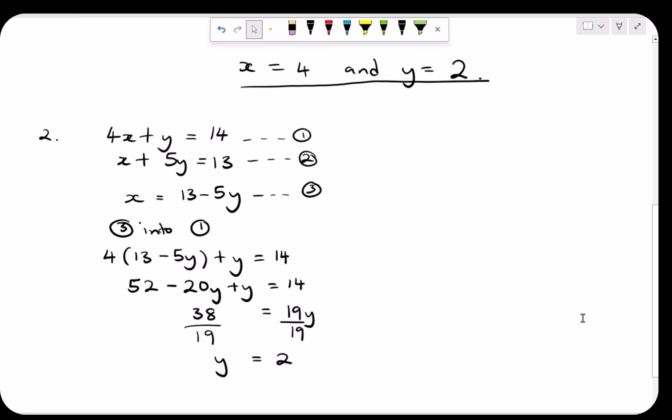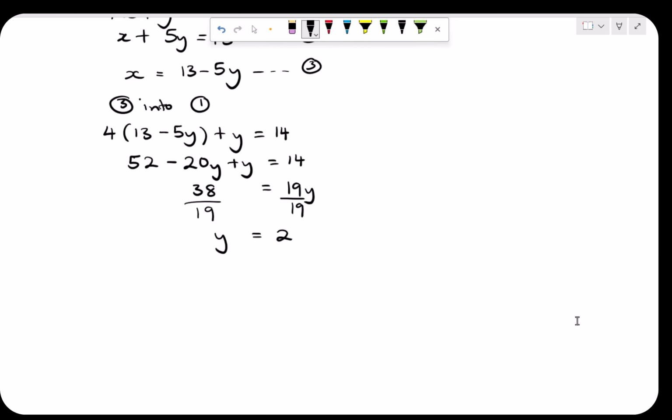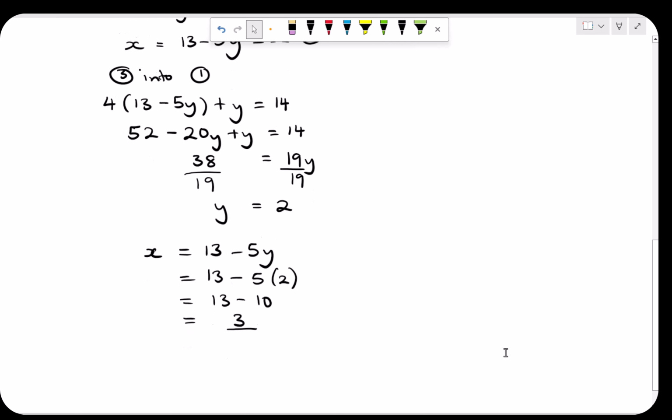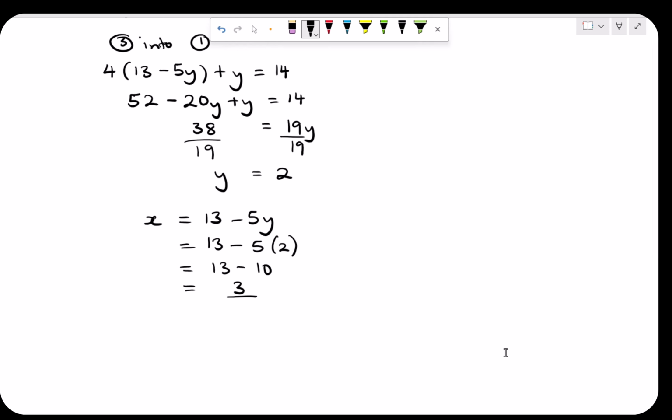Now, we substitute y into equation number 3, and we have x is equal to 13 minus 5y, which is 13 minus 5 times 2, that is 13 minus 10, and we get 3 as the final answer. So the two solutions that we want are x is equal to 3 and y is equal to 2.